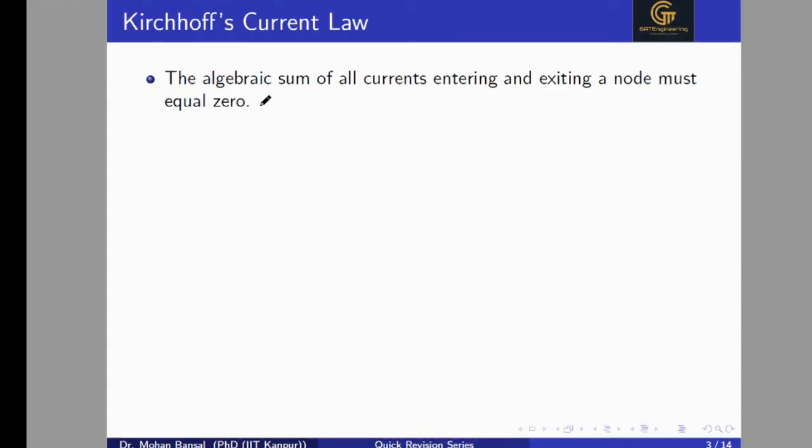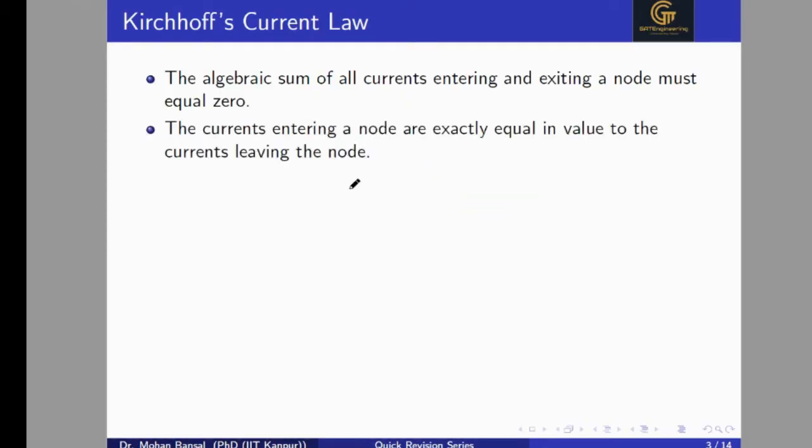So KCL is the Kirchhoff current law. That is nothing but the algebraic sum of all currents entering and leaving a node must equal zero. Let us consider we have one node. We are getting some currents. Some currents are entering, some currents are leaving from the node. So its algebraic sum should be equal to zero. That is the main point of the Kirchhoff current law. And the current entering a node is exactly equal to the current leaving the node.